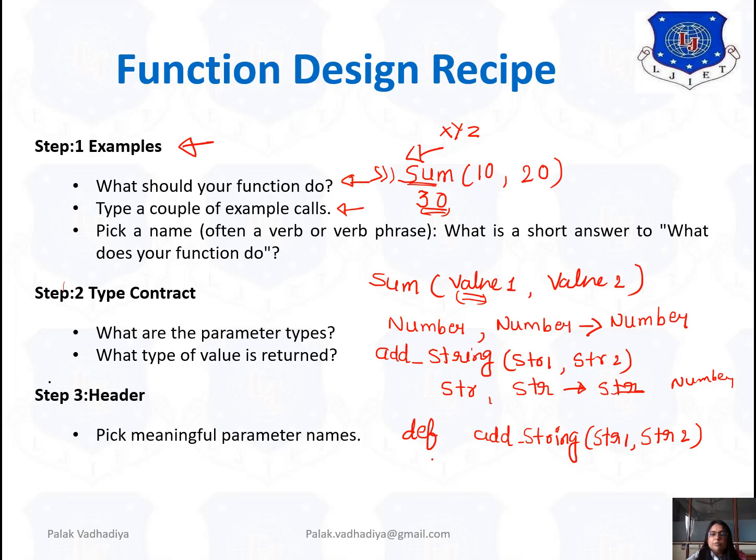Now next is the description. Mention every parameter in your description and describe the return value. You remember I use this function, sum value 1 comma value 2. I have to mention that this function will add value 1 and value 2, and describe the return value. That I have already described: it will add value 1 and value 2.